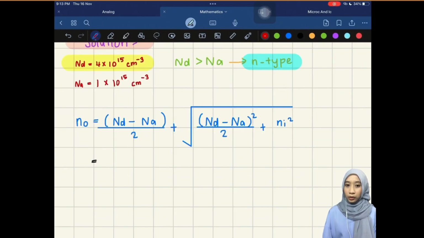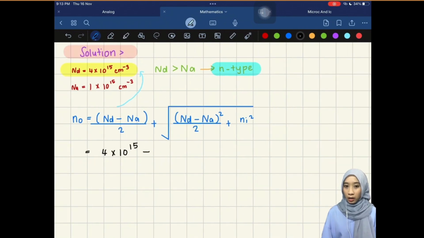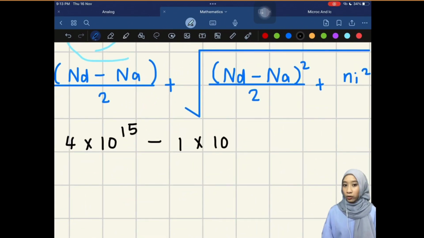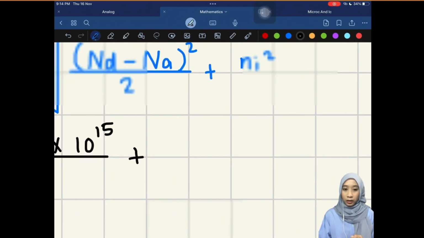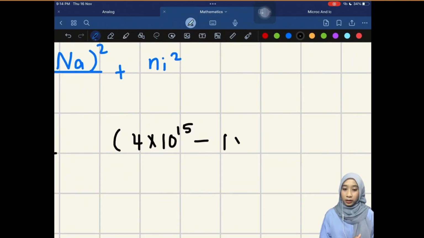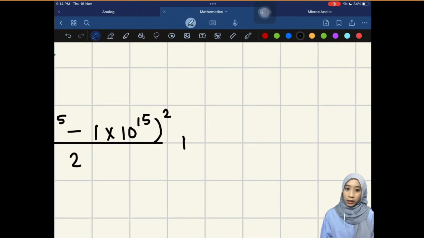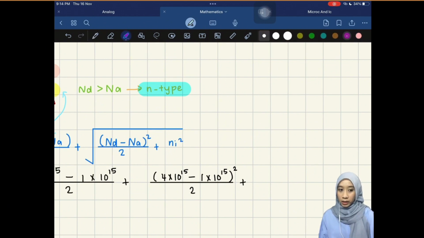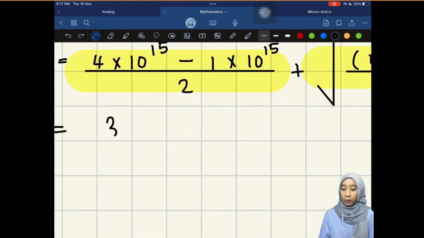Then we apply the values given, which are Nd of 4 times 10 power of 15 minus Na of 1 times 10 power of 15, divided by 2. We also apply the values for the square root: Nd minus Na divided by 2, plus the intrinsic carrier concentration squared. So the answer for the electron concentration N0 for this question is 3 times 10 power of 15.